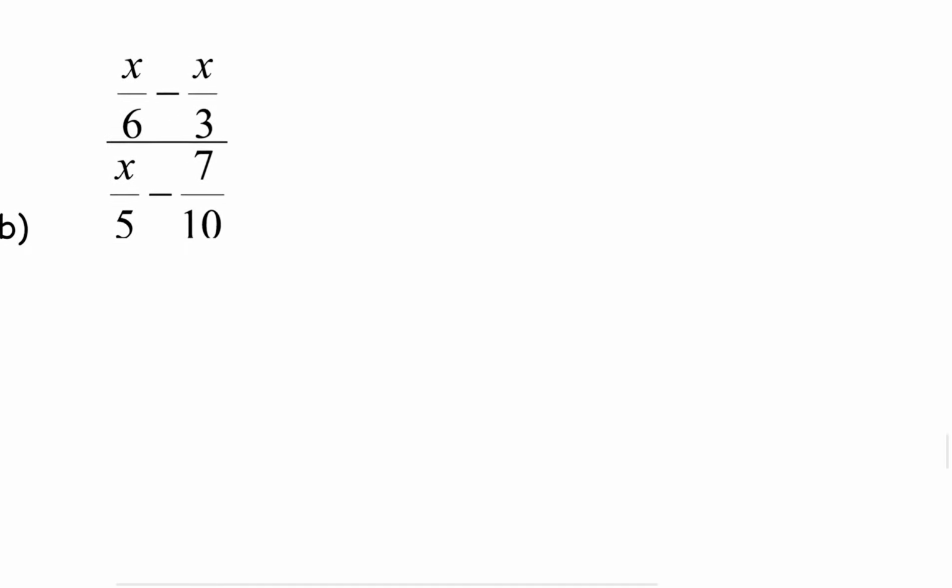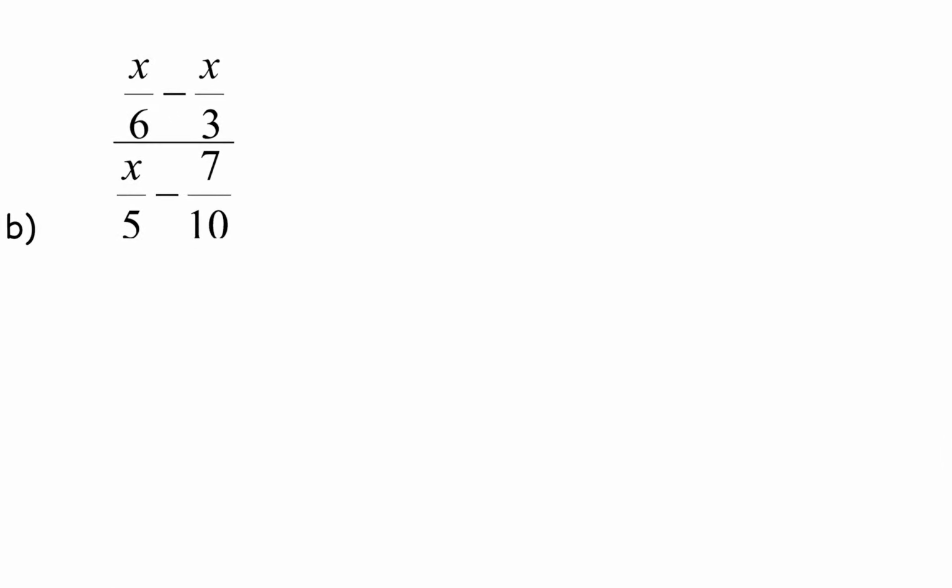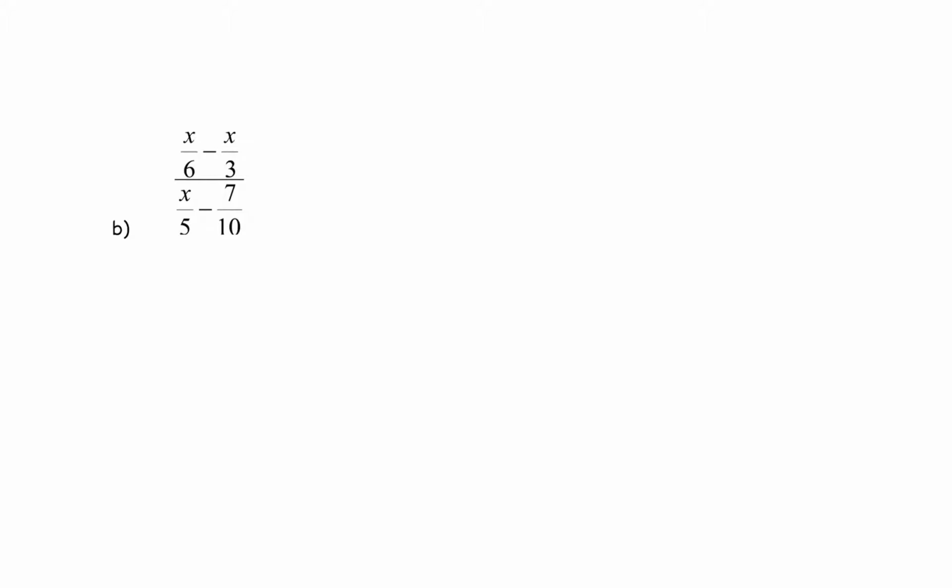Okay, this one. We're going to go ahead and look for the LCM. So we have a 6, a 3, a 5, and a 10 in the denominator. So multiples of 6, 3, 5, and 10. LCM is going to be 30. So we're going to write these as fractions over 30. Okay. Now all the denominators match. We'll have to adjust the top though.